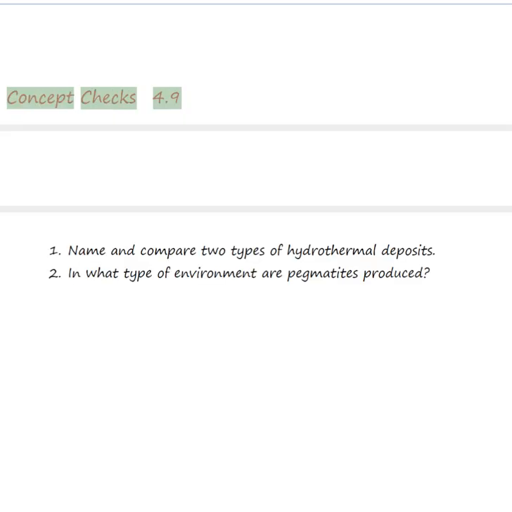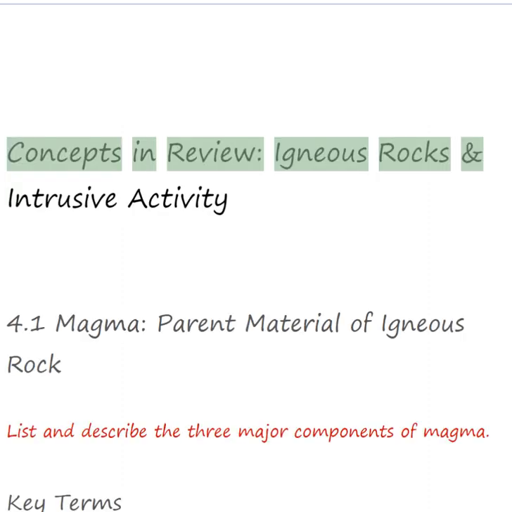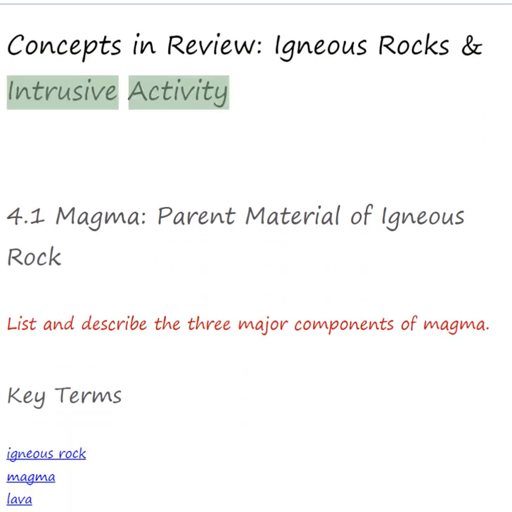Concept checks 4.9. 1. Name and compare two types of hydrothermal deposits. 2. In what type of environment are pegmatites produced? Concepts in review: igneous rocks and intrusive activity.